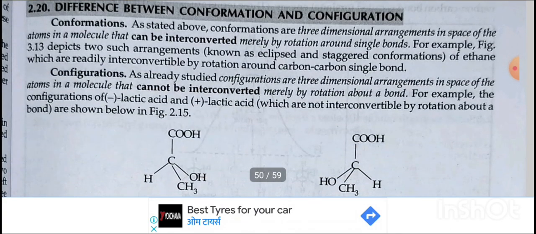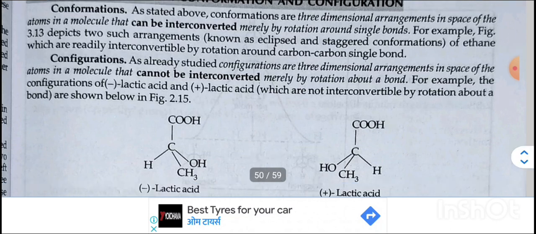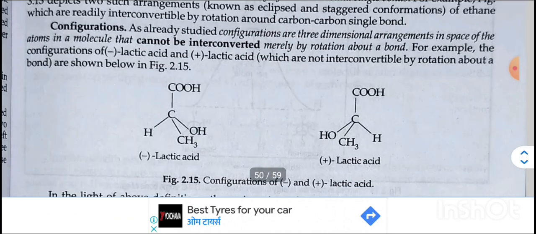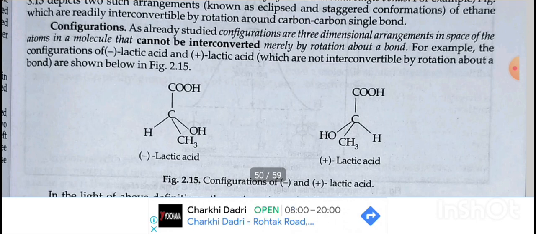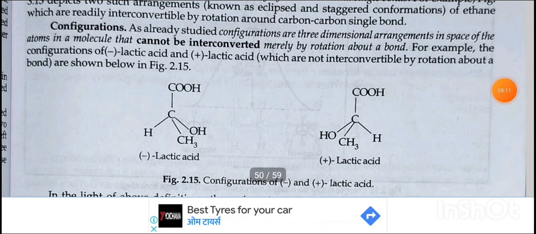Difference between conformation and configuration. Conformations, as stated above, are three-dimensional arrangements in space of atoms in a molecule that can be interconverted merely by rotating around a single bond. For example, two such arrangements known as eclipsed and staggered conformations of ethane are readily interconvertible by rotating about the carbon-carbon single bond. Configurations, as already studied, are three-dimensional arrangements in space of atoms in a molecule that cannot be interconverted merely by rotating about a bond.